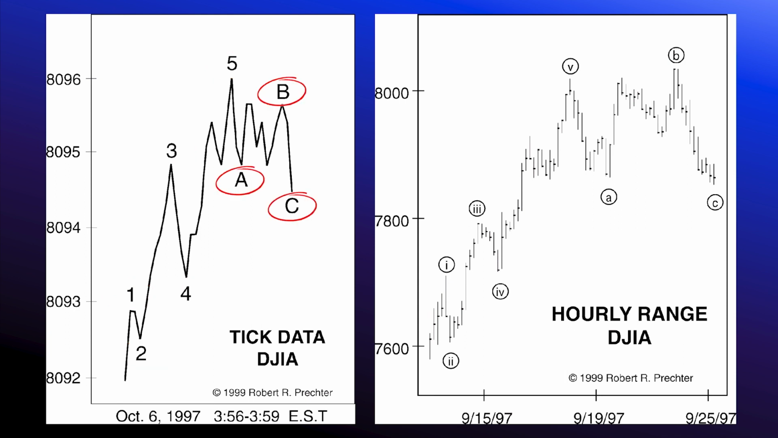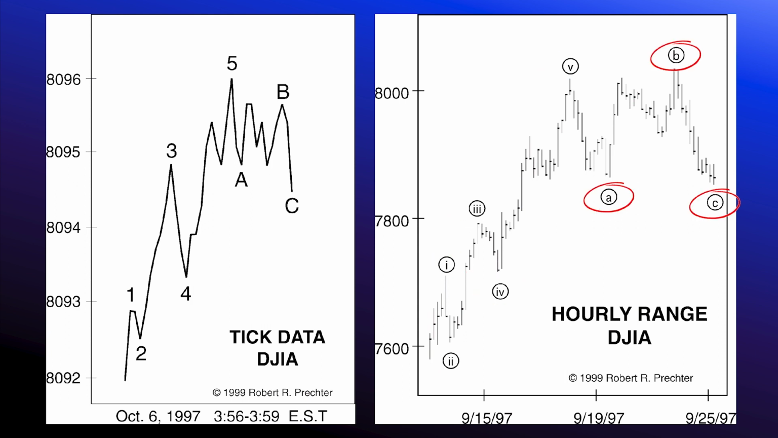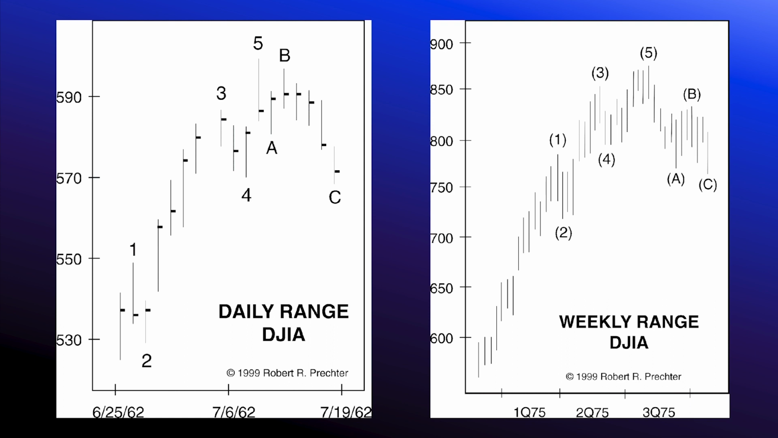We can take this out as far as we want. We have hourly data here. Every bar represents 1 hour of trading in the Dow. We have the same 5-wave advance and the same 3-wave decline. We can go further with this to daily data. These are daily bars. Every bar represents 1 day of trading. And we have the same 5-wave advance, 3-wave decline, same way with the weekly data.